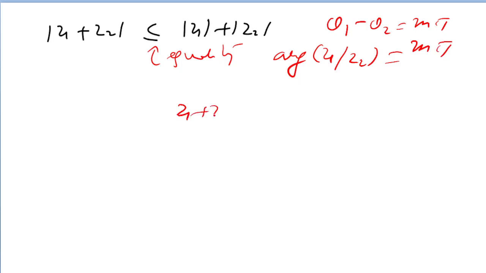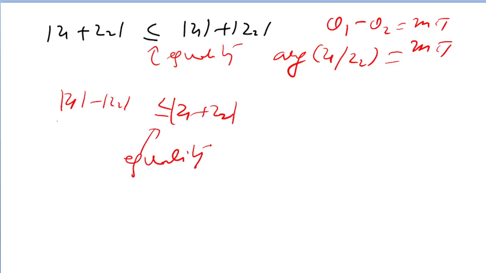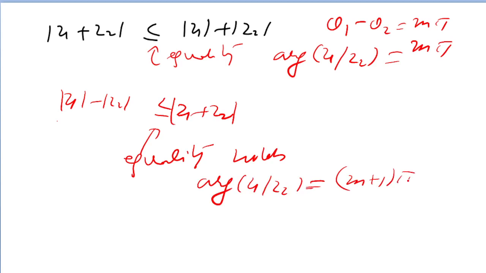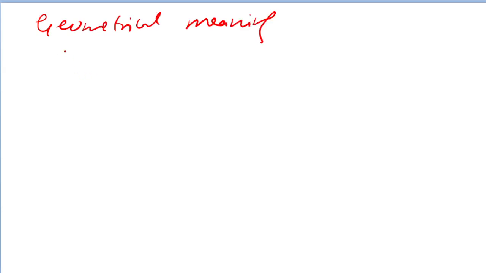Similarly, |z1 + z2| is always greater than or equal to ||z1| minus |z2||. In this case, the equality holds whenever the argument of z1 divided by z2 is an odd multiple of pi. Then the equality holds. One more very important thing is the geometrical meaning, and we'll discuss one very interesting geometrical meaning.